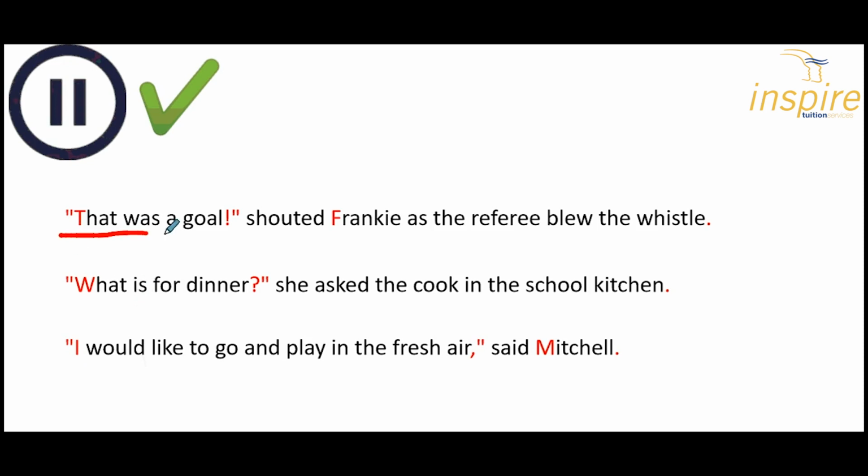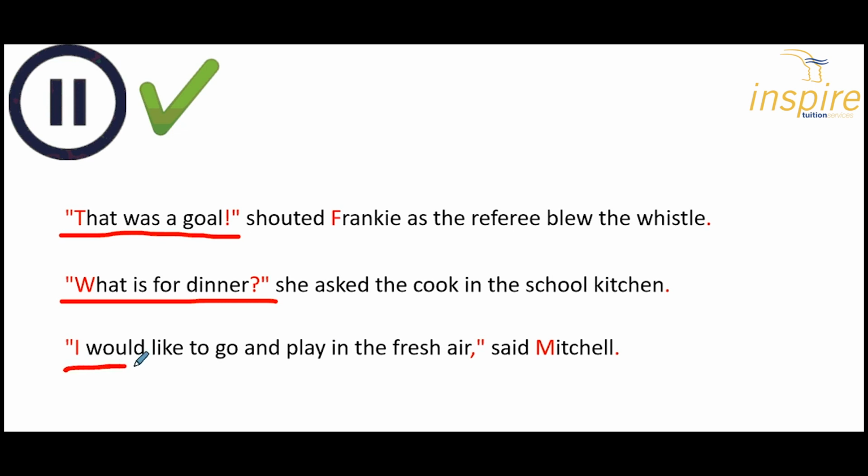So you should have, "That was a goal" is direct speech, so it needs inverted commas around that part. Capital T for that, as it's the beginning of the sentence. And I've used an exclamation mark, as it says shouted, so it makes that sentence more powerful. Should have a capital F for Frankie, as that's a proper noun, and don't forget the full stop at the end of the sentence. For the next one, "What is for dinner" is the direct speech, so inverted commas go around that, capital letter for the W, and your question mark inside the inverted commas because it's a question. No proper nouns in that sentence, but remember the full stop at the end.